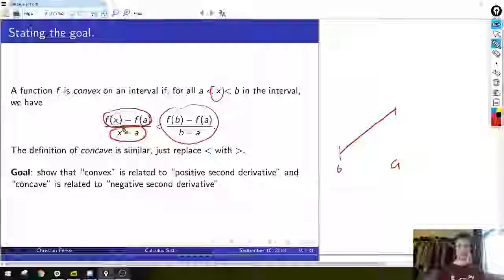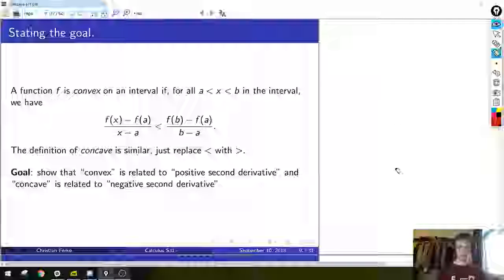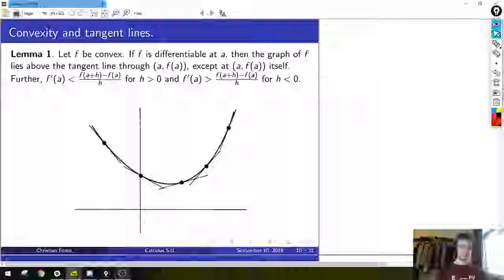So it's weird because, as you say, both the numerator and denominator are changing as you slide x, but what you can think of it as is really just comparing two slopes, if you prefer. Good. Okay, let's try to prove some things then.